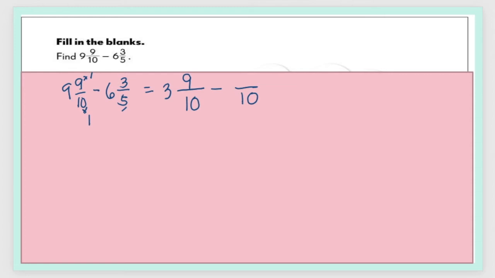Now let's go to the second fraction. 5 times 2 will give you 10. So 3 times 2 is 6. Now that we have finished renaming the fractions as like fractions, we are now ready to subtract. We have a whole number 3 here. 9 minus 6 is equal to 3. Let's retain the denominator 10. So the final answer is 3 and 3/10.